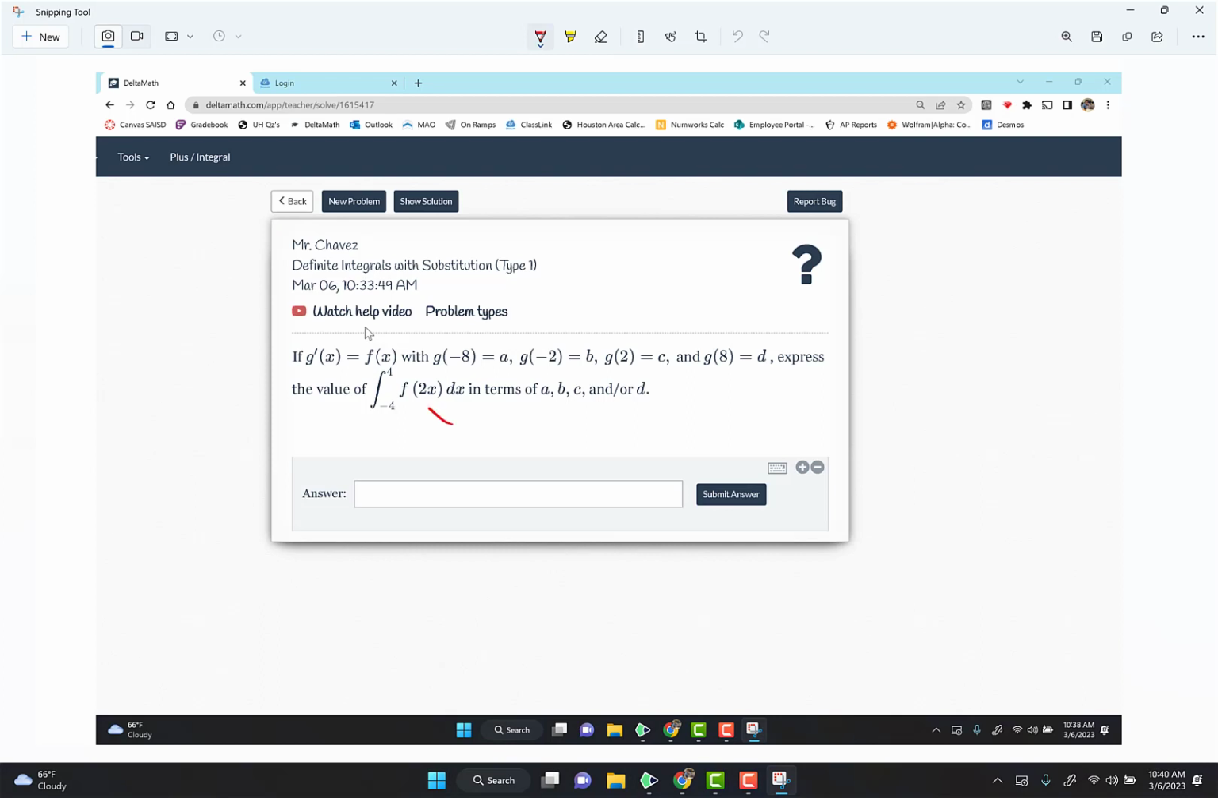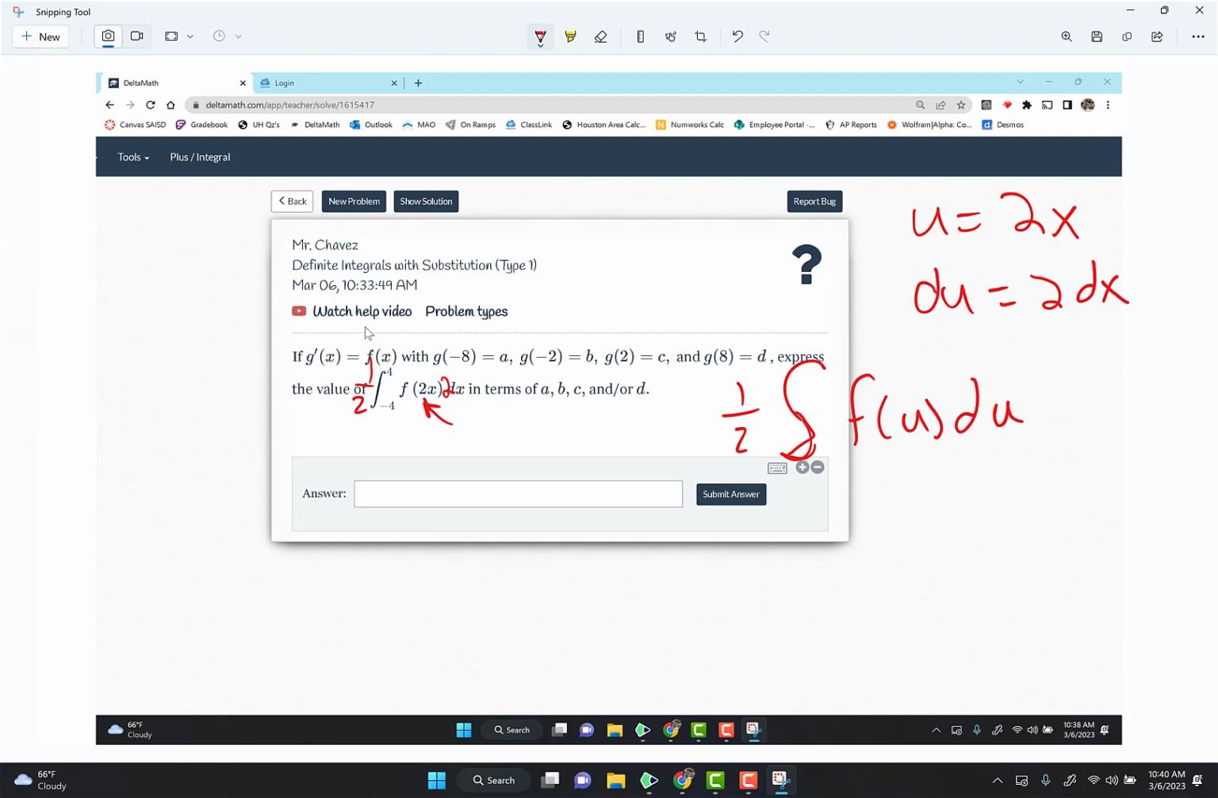u equals whatever you have on the inside. du equals 2dx. I don't have a 2dx, but I force it. If I put a 2 there, I put a half on the outside. So 1/2 integral of f of u du. My lower limit: when x is negative 4, 2 times negative 4 is negative 8. When x is 4, 2 times 4 is 8. So I know that's it. There it is.